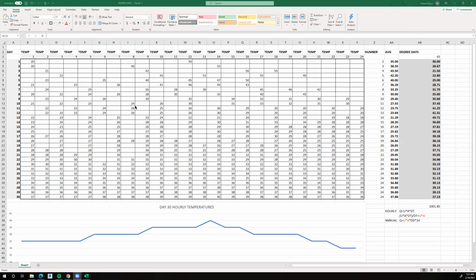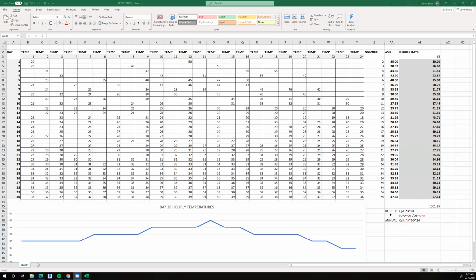If I want to know on any day how many degree days we have, I can look at it. Or if I want to know for the total month how many degree days we had, and this was a very cold month, we had 1,001.85 degree days. So if you remember back to the calculations for just the hourly, the formula is Q equals U times A times delta T. So the total BTUs for the hourly is Q equals U times A times delta T.